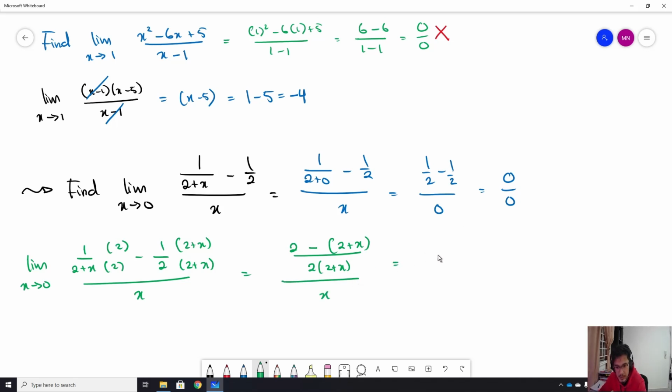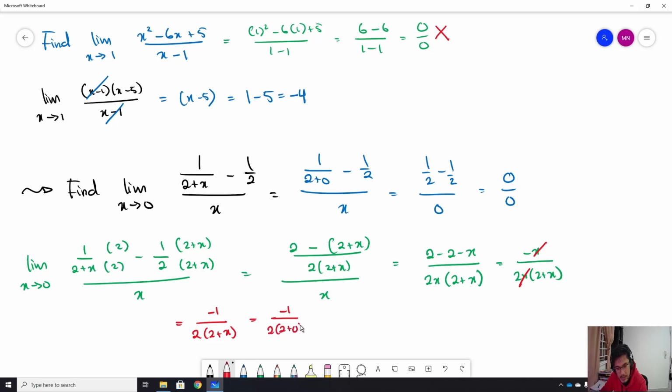So then we simplify: 2 minus 2 minus x over 2 times 2 plus x, over x. So then we get negative x over 2x times 2 plus x. So x can be removed, and then we get negative 1 over 2 times 2 plus x. Okay, then we substitute the limit x equal to 0. So negative 1 over 2 times 2 plus 0. So then we get negative 1 over 4.